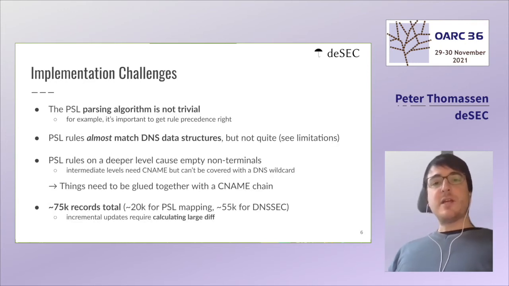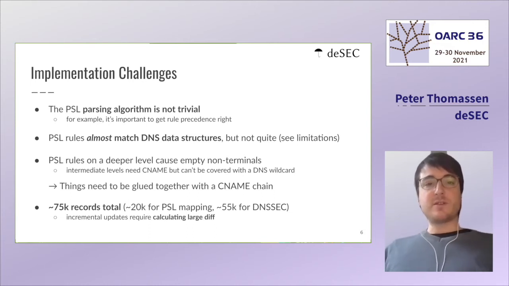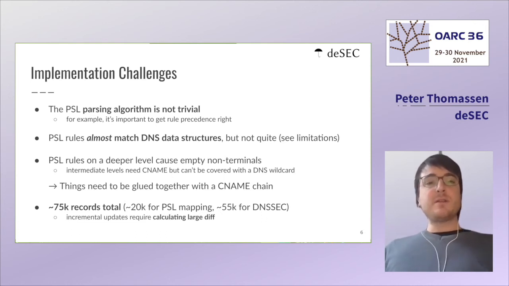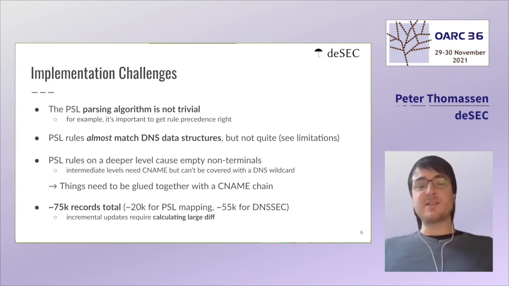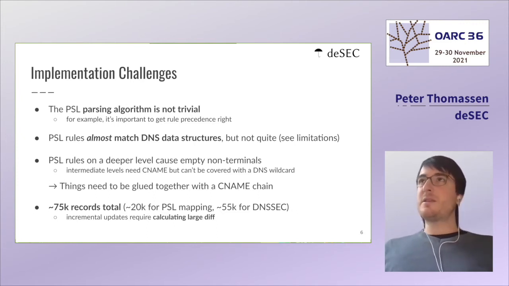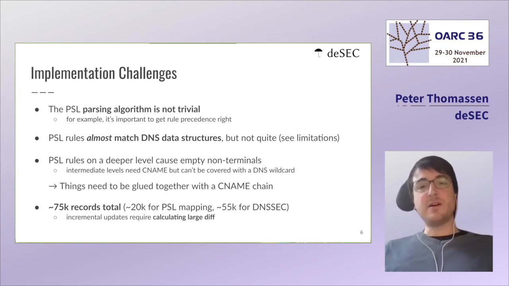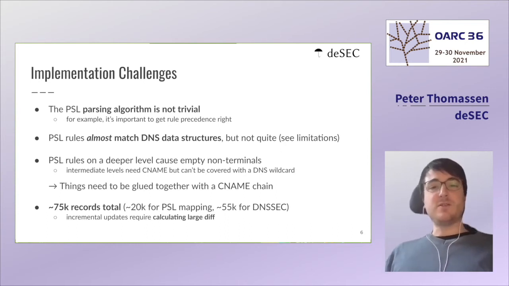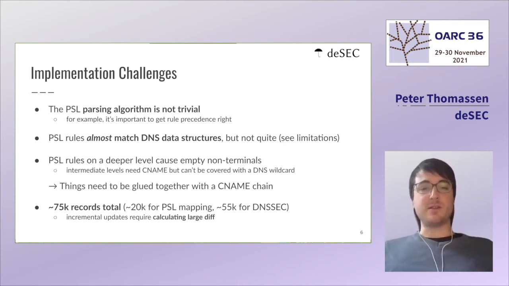During implementation, there were some challenges. As I said before, the parsing algorithm is not trivial. There's a bunch of precedence rules and all that. Also, the PSL rules almost match DNS data structures, but not quite. There are things like inline wildcards that I will get to later. And also, if you have, say, the public suffix com, which gets a PTR record in our case, and then you have something like s3.dualstack.westeurope.amazon.aws.something, there will be a lot of empty non-terminals in between. So you need to have a CNAME chain to fix those up to be able to answer all the different questions for public suffixes on the intermediate level.